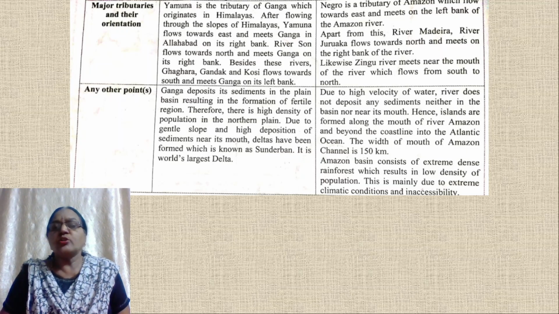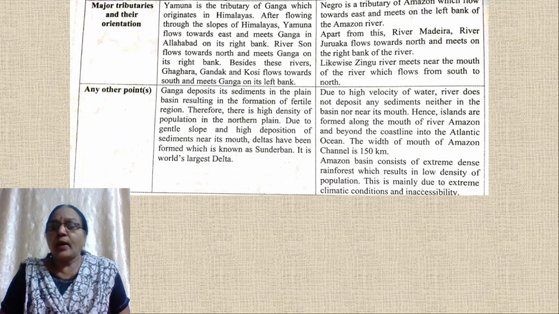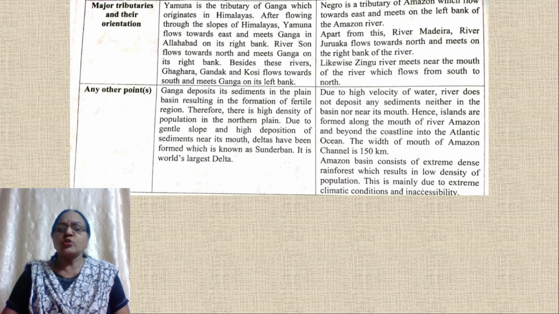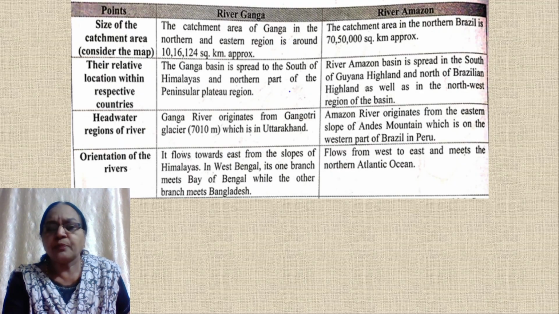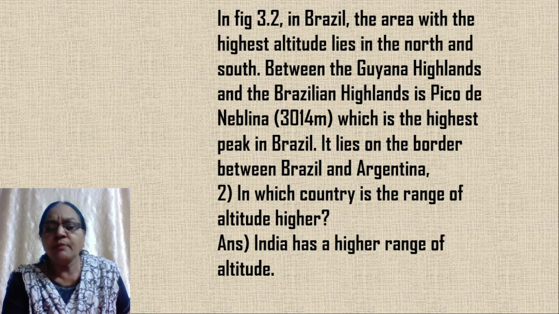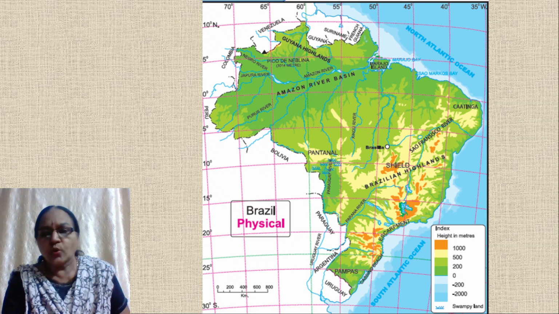Now, here under Amazon, we have the Negro, which is a very important tributary, and it flows eastwards and meets the Amazon River on the left bank. Apart from this, we have other tributaries like the Madeira River, then Juruá, which flows northwards and meets it on the right bank of the river. Then we have another one, that is the Xingu River, which flows from south to north and meets the Amazon at the mouth of the river.